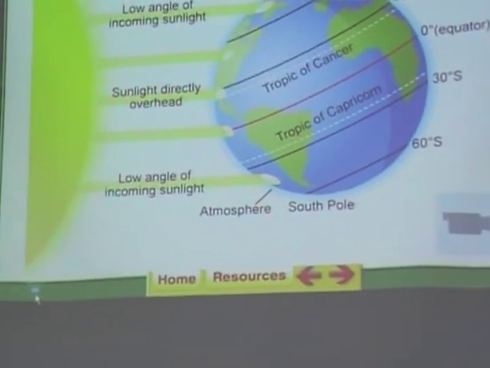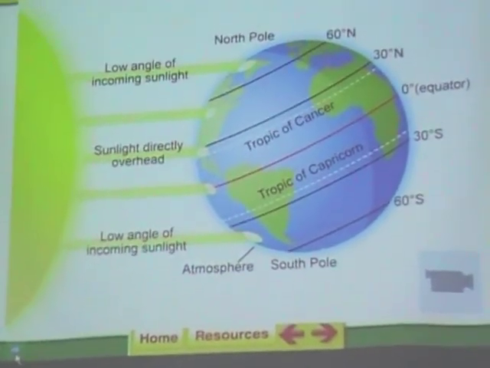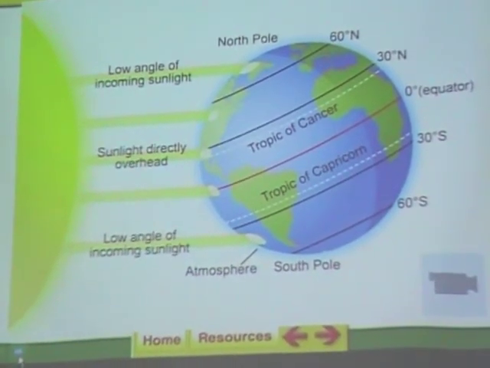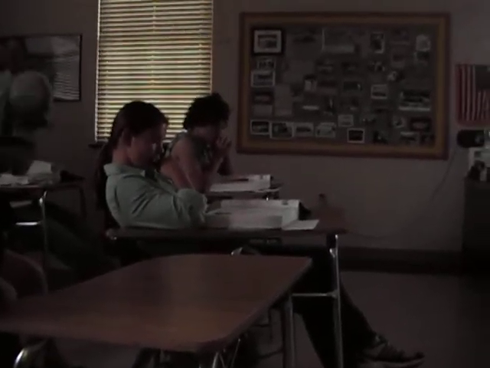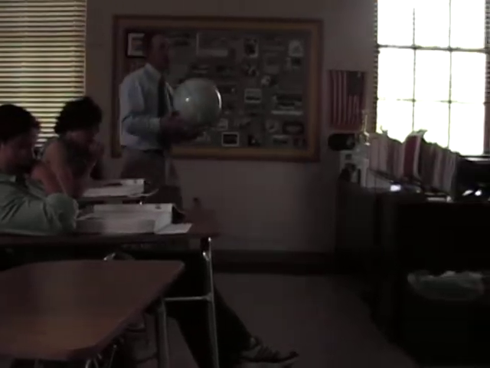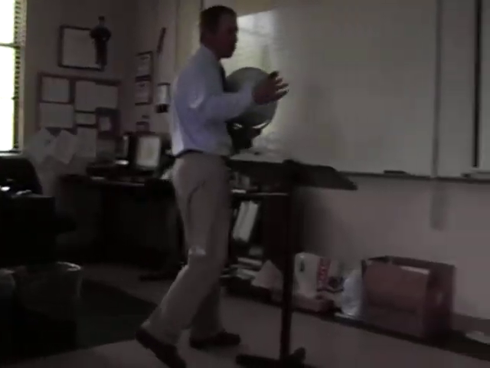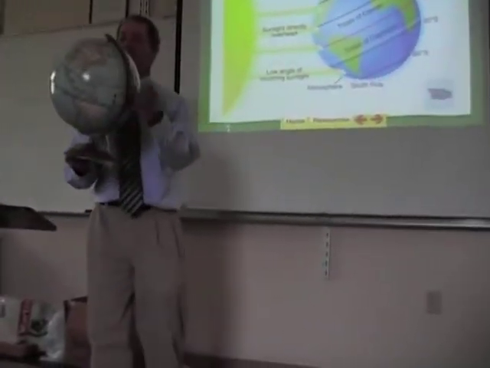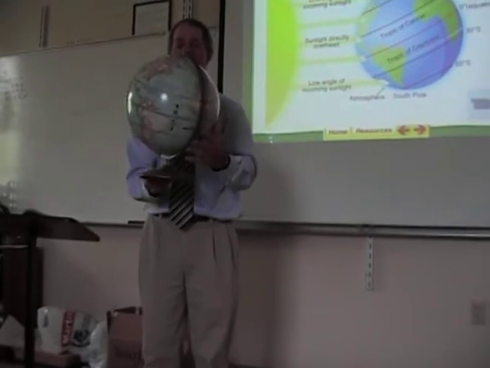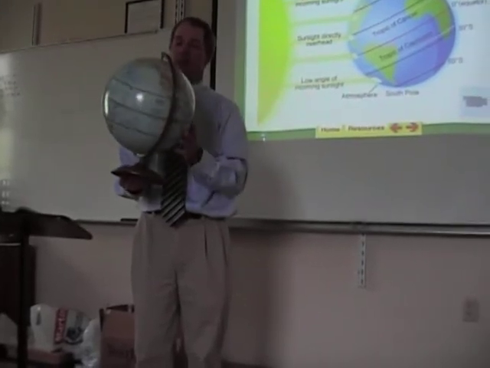Interesting. Okay. So that was 3.1 real fast. The next section is 3.2. 3.2 talks about the earth and the different biomes there are on the earth. Have you ever heard that word before, biomes? Biomes are major types of areas, like tropical rainforest, desert, grassland, tundra. There are different areas on the globe where things live, and we call them biomes.